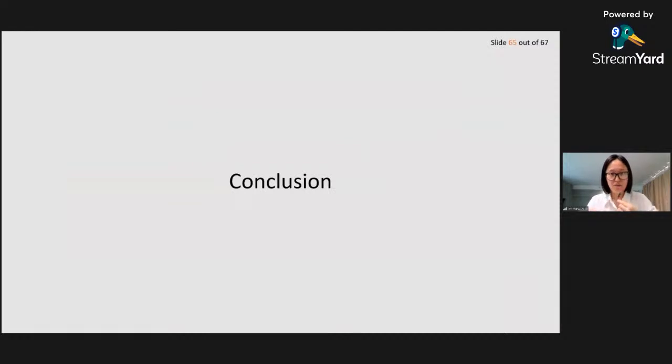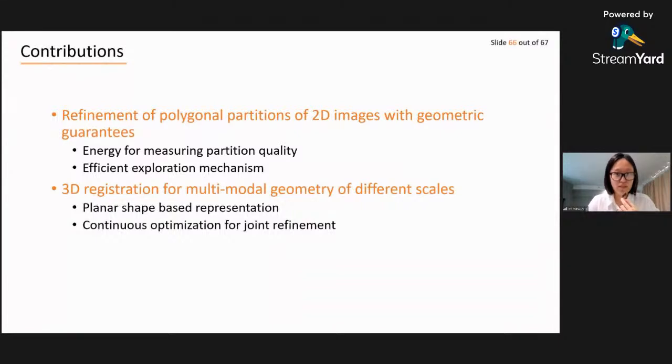Now, I will finish my presentation with some conclusion. I investigated the problem of geometric approximation of urban objects from images in the form of compact and accurate meshes. I proposed two generic algorithms. One is for the refinement of polygonal partitions of 2D images with geometric guarantees.